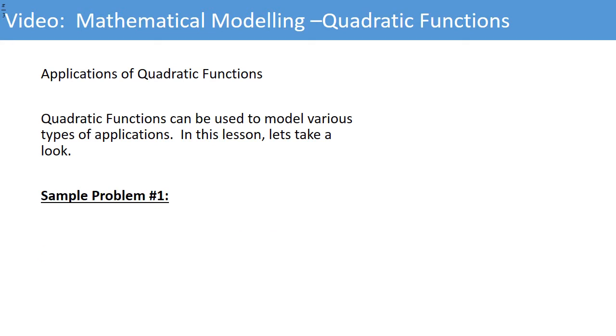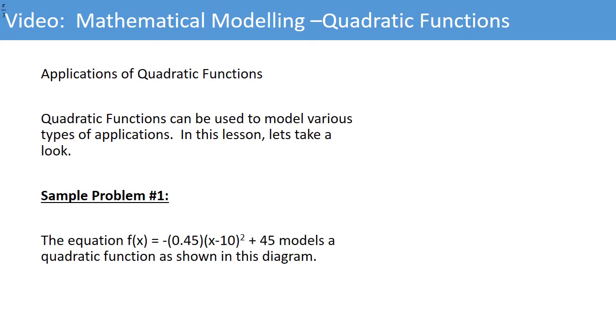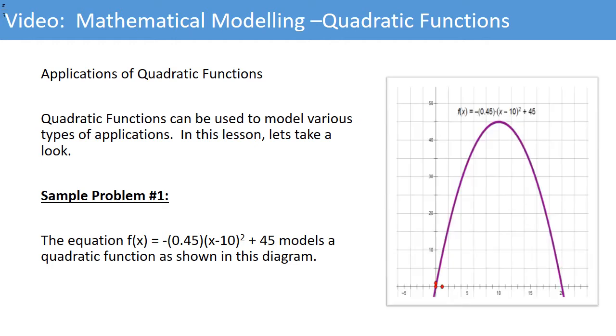Here's a sample problem. The equation f of x equals negative 0.45 times (x minus 10) squared plus 45. This equation models the quadratic function shown in this diagram. Now we want to analyze this diagram and the equation. What do we know about this diagram?